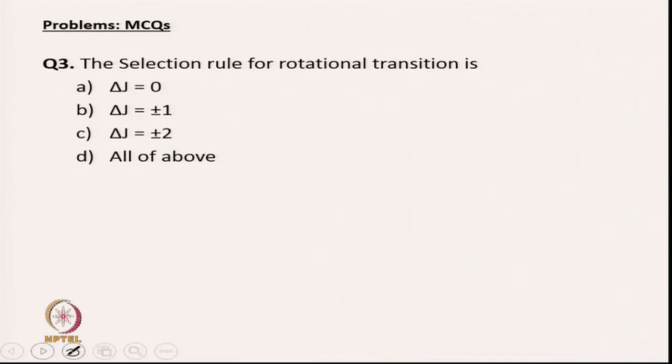The next question is, what is the selection rule for rotational transition? There are 4 options: delta J is equal to 0, delta J is equal to plus minus 1, delta J is equal to plus minus 2, and D, all of the above. We have already discussed this in our previous lecture. We know that the selection rule for rotational transition is delta J is equal to plus minus 1. So, the answer will be B.